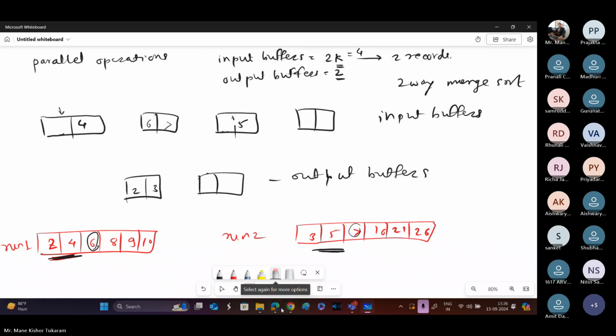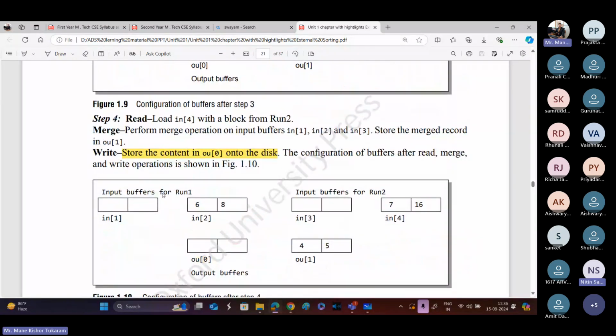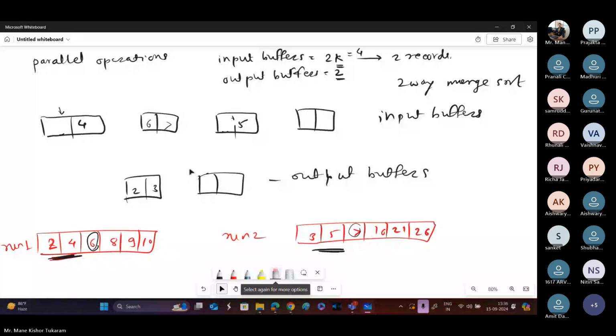Okay, now what is the next step? Next step, that is we have to, yes. Here, since it is from run 1, it will load the next 2 elements. So it will just load the 8. Okay, so these are the particular 2 contents which are loaded next to the first run.